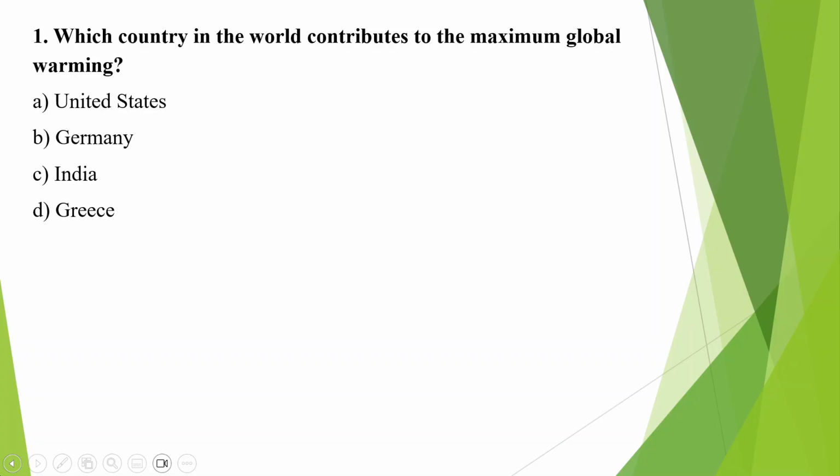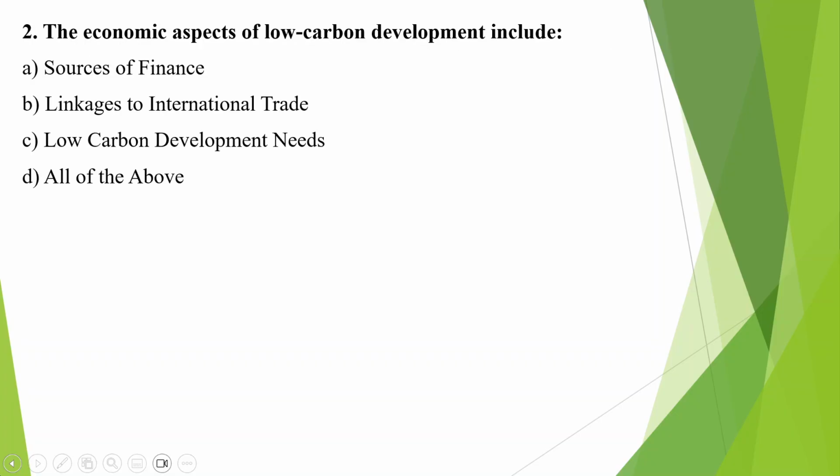So let's move to the second question of the assignment then. Here is the second question. The economic aspects of low carbon development include source of finance, linkages to the international trades, low carbon development needs, or the last option, all of the above. This was asked in the previous year assignment. This is the second question of the previous year assignment. There are 10 questions, so I want all of you to participate actively for the last 10 questions of the session and give your answers.